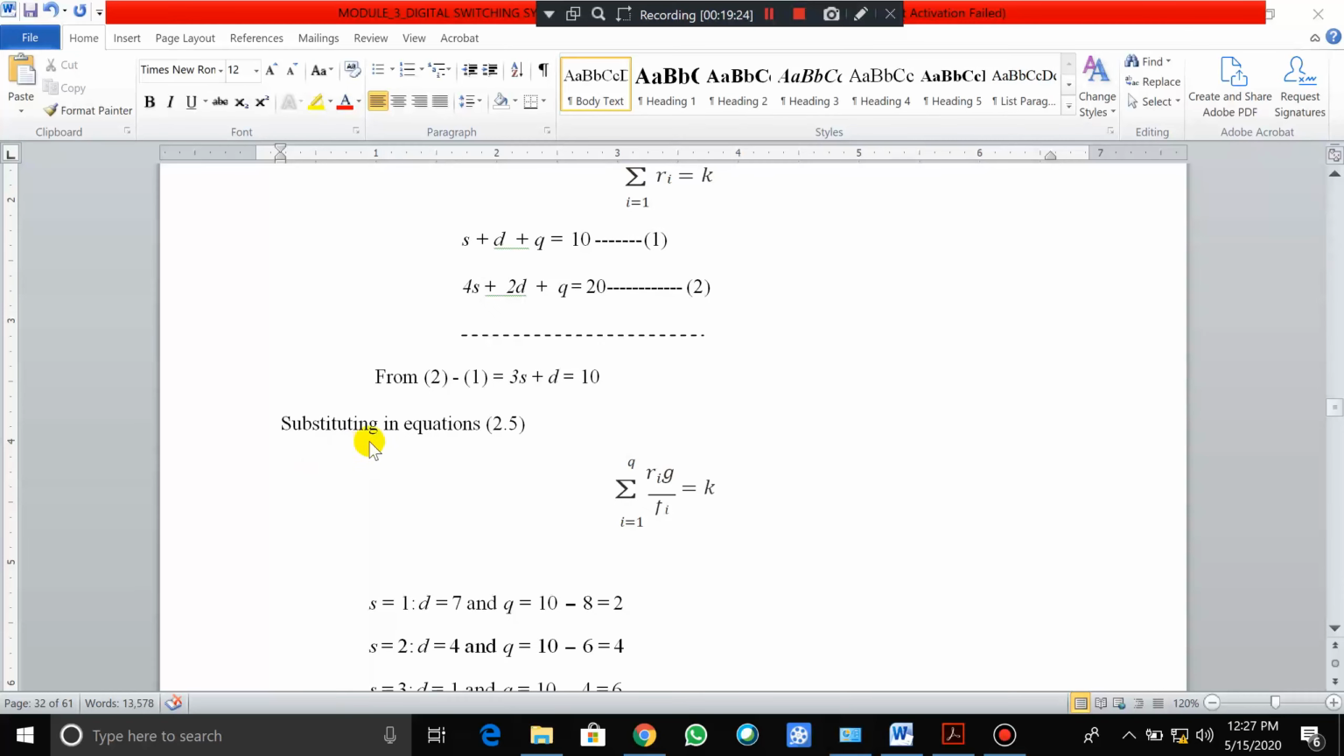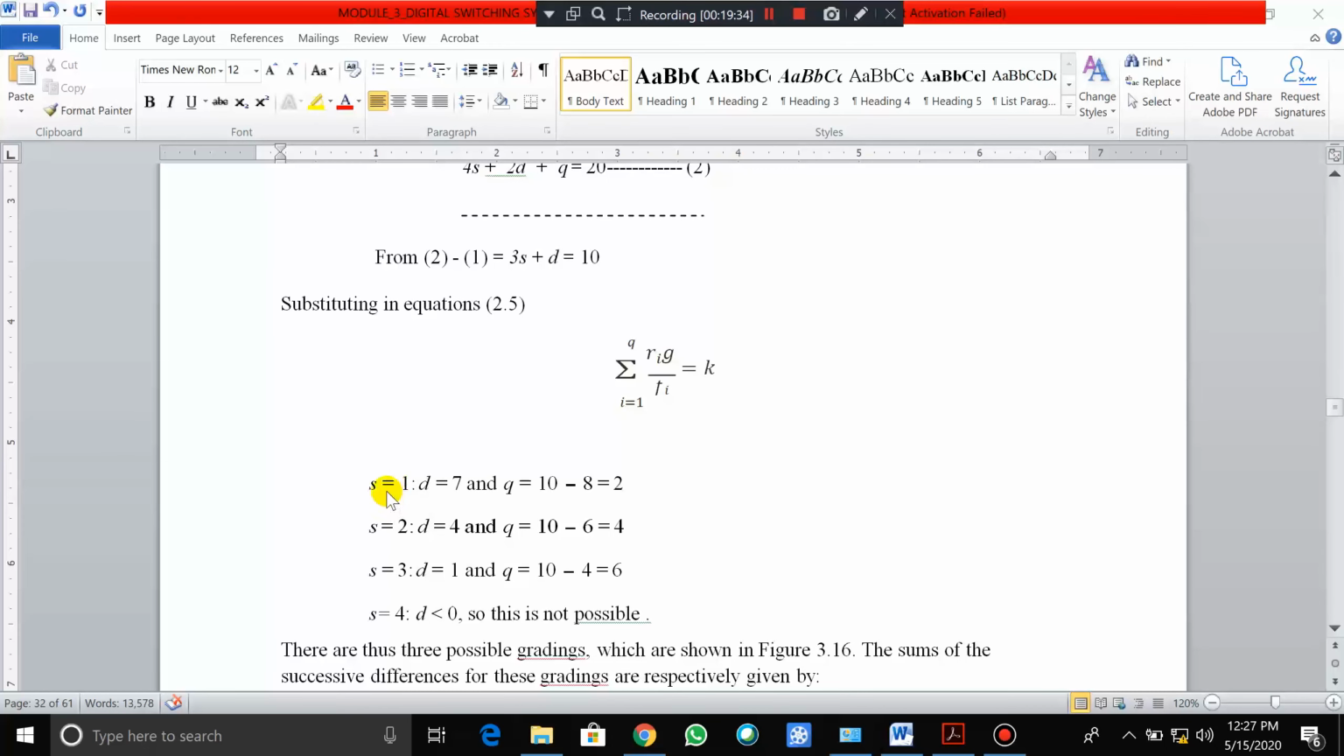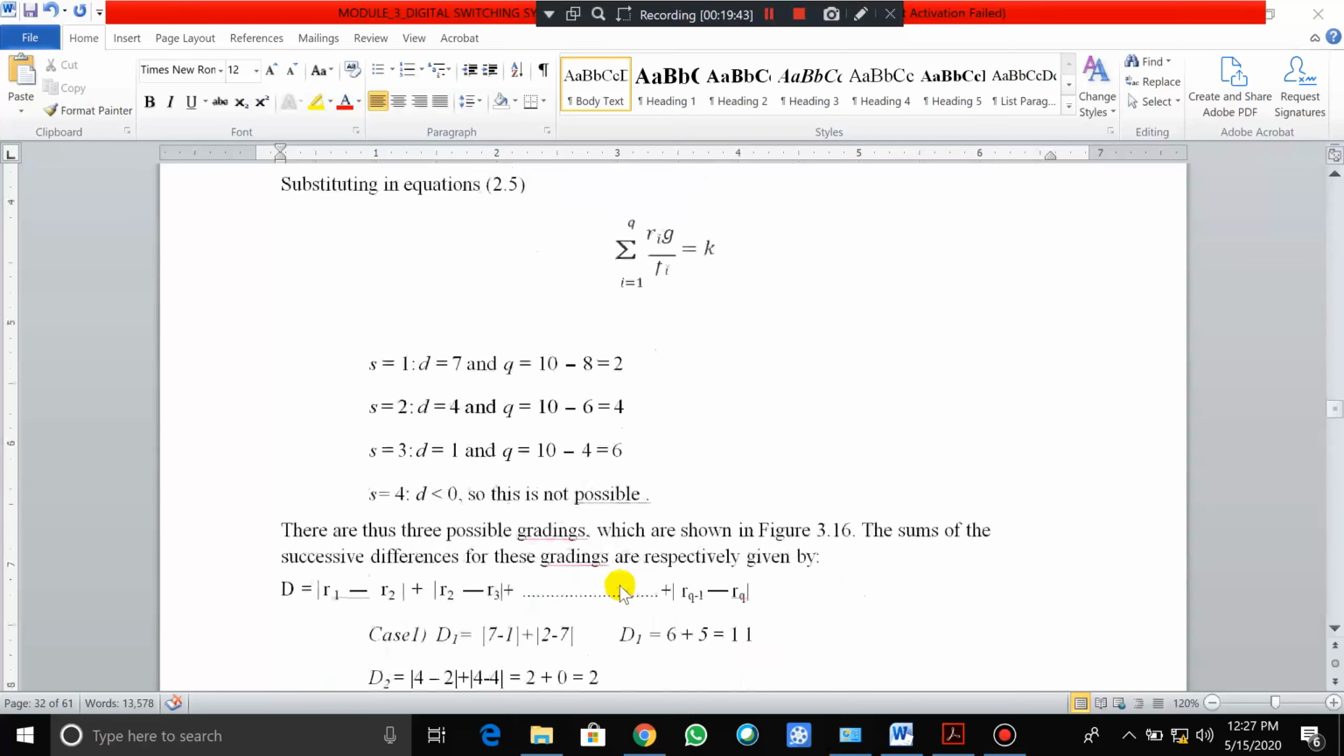Then substituting in the equation, the summation of r of i into g by t of i is equal to K, and we have S = 1, D = 7, and Q = 2. Similarly, we have Q = 4. Similarly, we have Q = 6. And so it is not possible, we are not able to find Q in this condition.